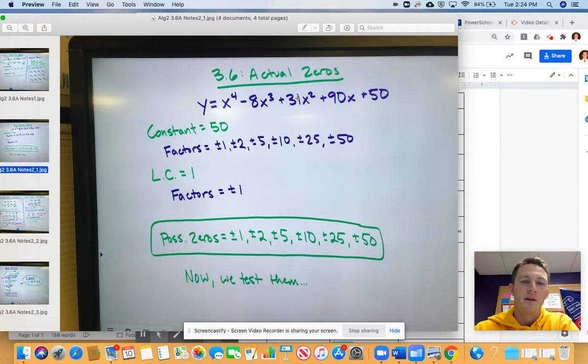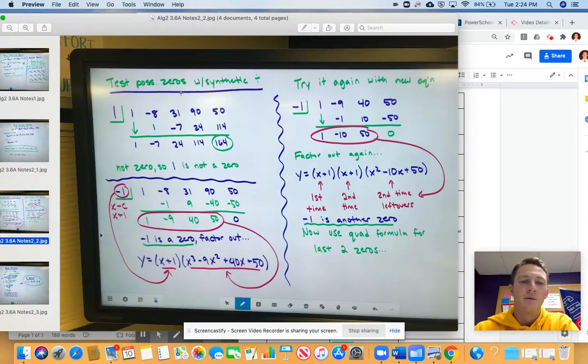So 1, negative 8, 31, 90, and 50. We're just filling these in right here. And just a reminder or a refresher on synthetic division: drop the 1 down and then multiply. So 1 times 1 is 1. Combine these, so negative 8 plus 1 is negative 7, and multiply. So negative 7, 31 minus 7 is 24, multiply, 24. 90 plus 24, 114, multiply, 1 times 114 is 114, add them together, it's 164.